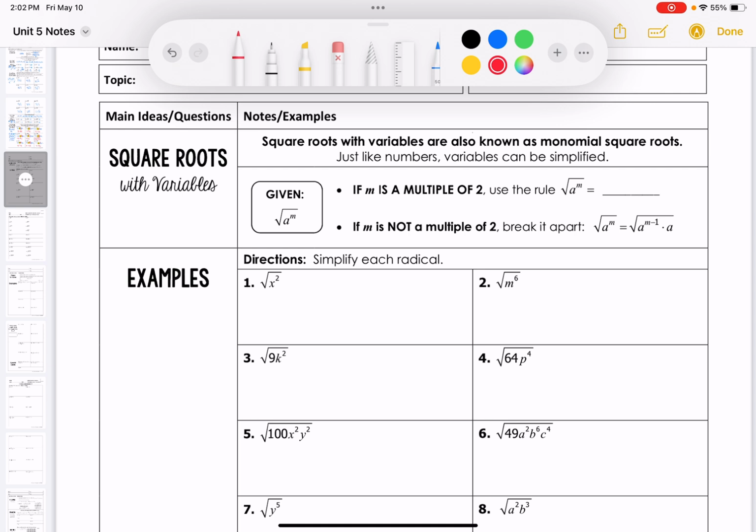So square roots with variables are also known as monomial square roots. Just like numbers, variables can be simplified. So if you're given square root of a to the m power, and m is a multiple of 2, then to simplify it, we just divide m by 2. All right, if it's not a multiple of 2, we have to break it apart, and I'll walk you through that when we get to an example.